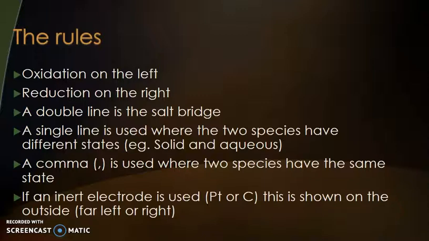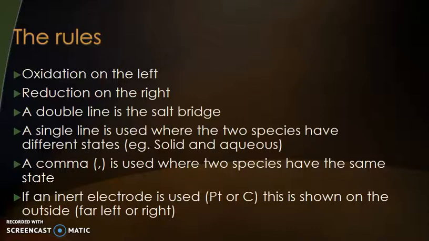Now, where you have a reactant and a product, either in the oxidation or the reduction reaction, where the species have two different states, such as a solid and an aqueous solution, or an aqueous solution and a gas, or a solid and a gas, or whatever, then we use a single line to separate those two species. If they are both in the same state, two gases or two aqueous solutions or whatever, then we would use a comma to separate them.